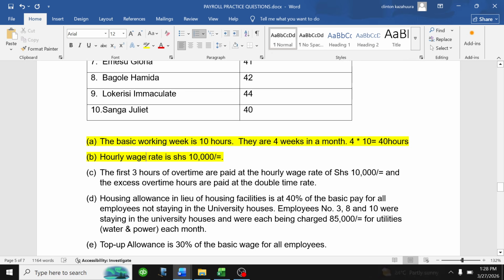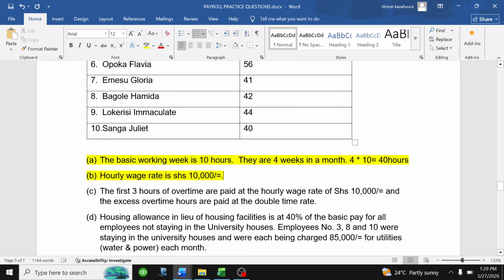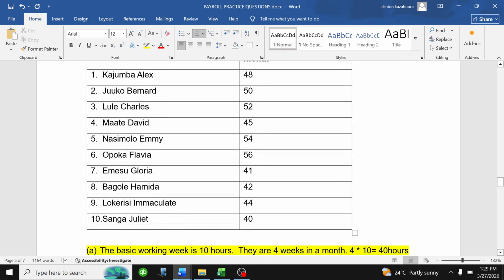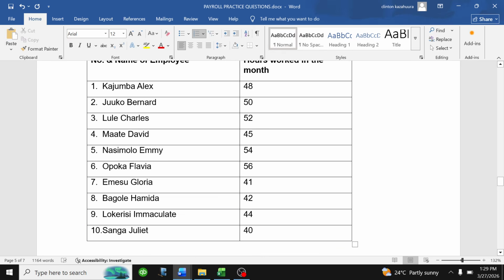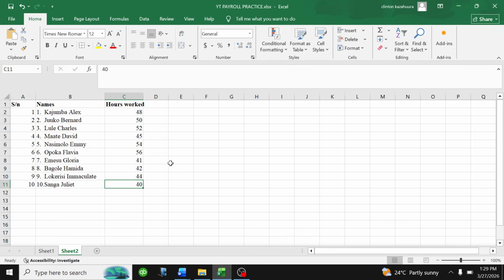So each hour is paid 10,000. So we are required to determine the basic pay from this information of A and B. So we're going to check whoever has worked for over 40 hours, then we must award them the basic pay, which will be 40 hours times the hourly rate, which is 10,000. So we are going to do that real quick.